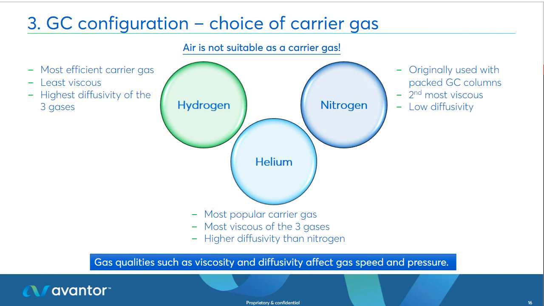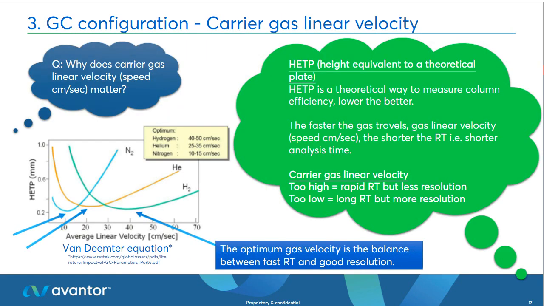Hydrogen is the most efficient carrier gas, least viscous, and has the highest diffusivity of all three gases. Viscosity and diffusivity affect the speed and the pressure, so these qualities are important. So why does the carrier gas linear velocity, the speed the gas travels in centimetres per second, matter? The faster the speed, the faster the retention time.